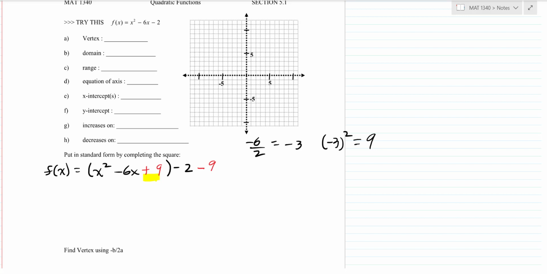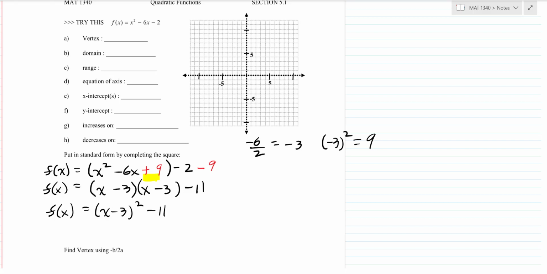That's what you want to have on your paper. And then you go through and you factor this. So this will factor as (x - 3)(x - 3). Those things turn out to be the same. -2 minus 9 is -11. So when you complete the square, what you should have come up with is f(x) = (x - 3)² - 11. Okay?